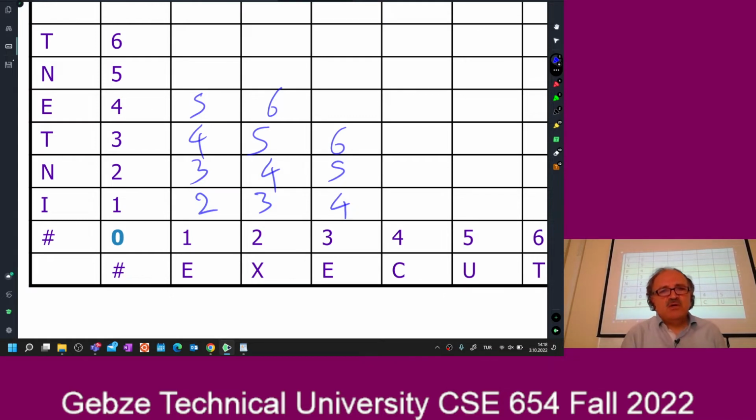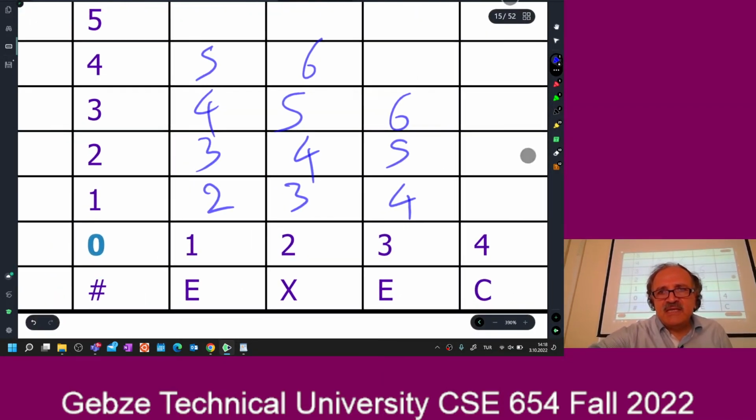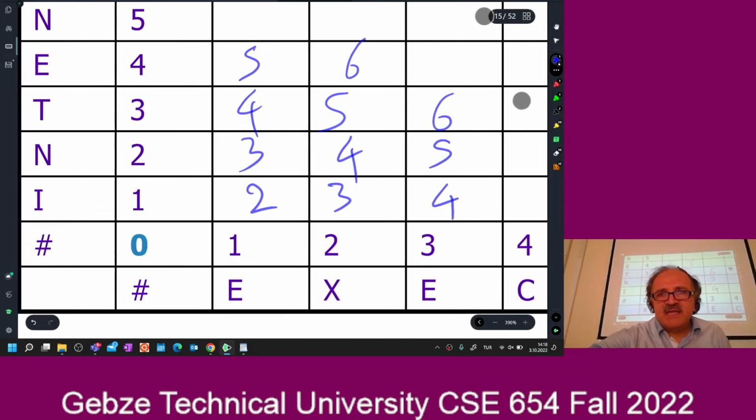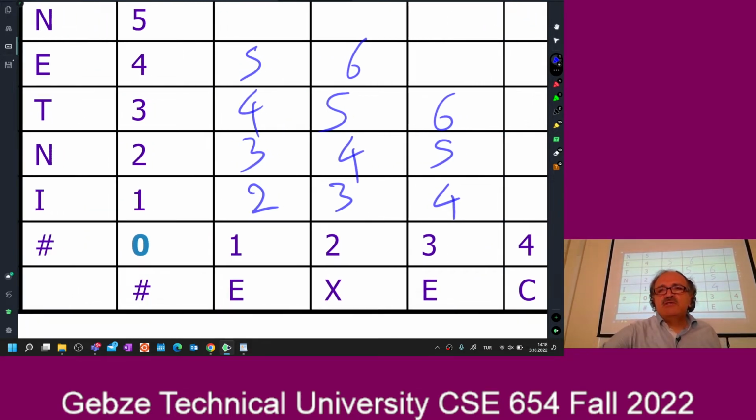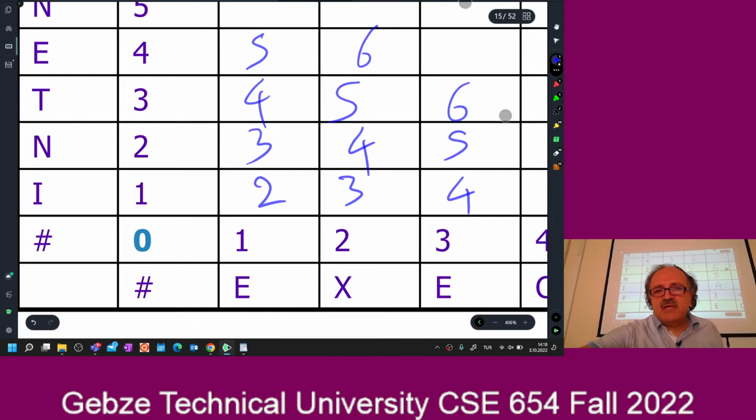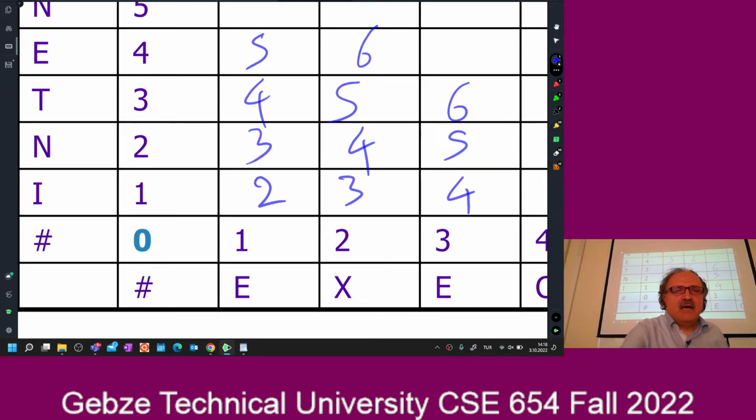So it looks like I am doing this. This is the problem I am solving. That's what dynamic programming does. It ignores the rest. I am just looking at this problem. How do you find the edit distance between INTE and EXE?